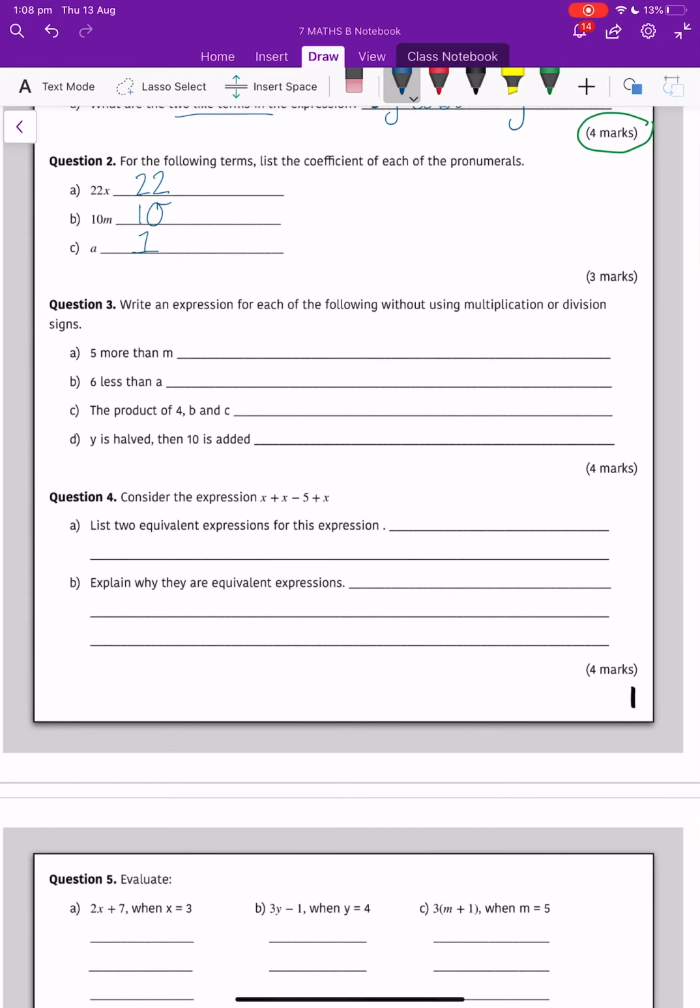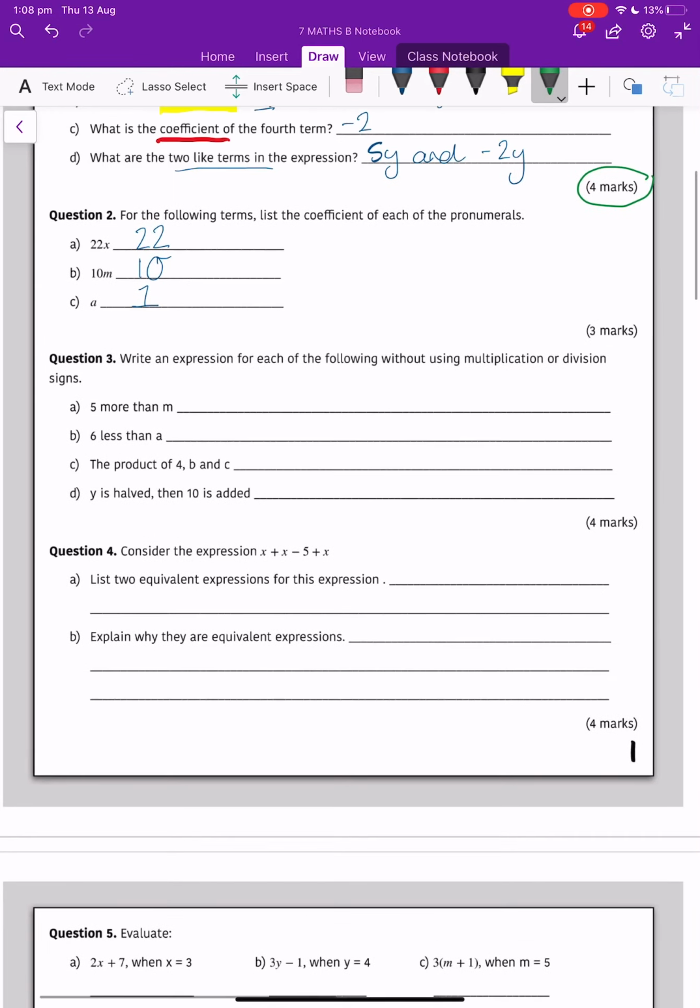Question 3, actually, so if you answered all those correctly, you would have got 3 marks in total. Question 3, write an expression for each of the following without using a multiplication or division sign. So basically in words it has an expression, and you just have to write an expression without the multiplication or division signs. So 5 more than m, so you can say m plus 5.